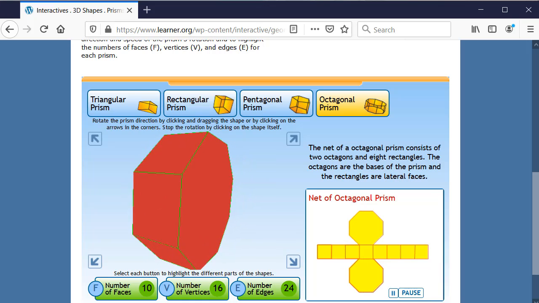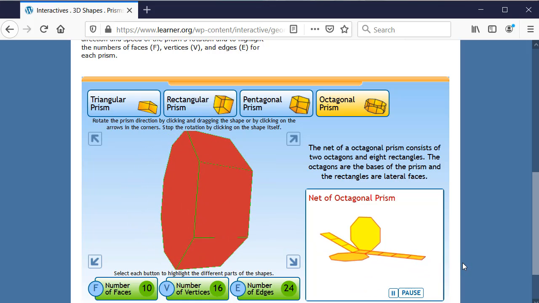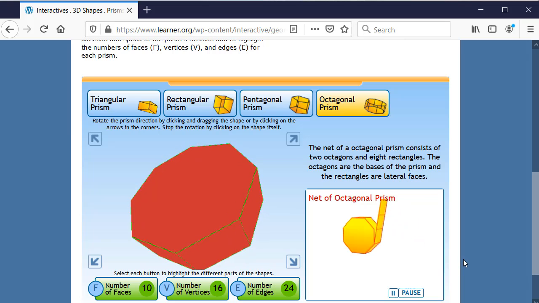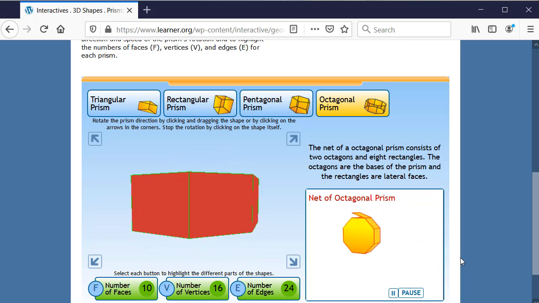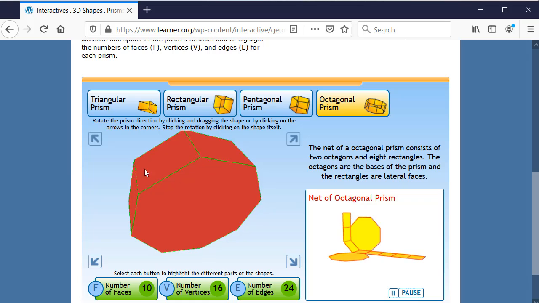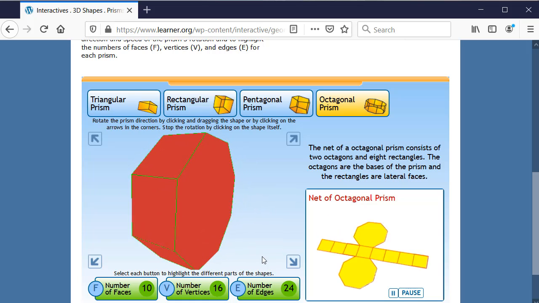And last we have an octagonal prism. So the two octagons come up and the rectangles go around them. And this is what it looks like three-dimensionally.